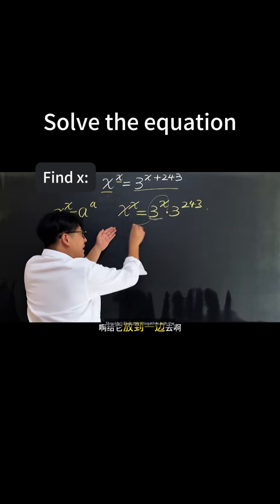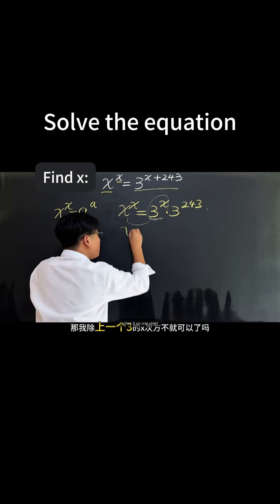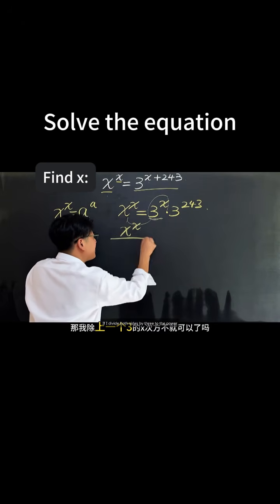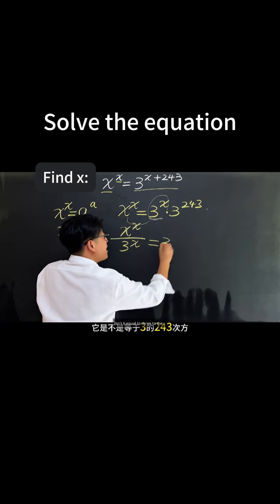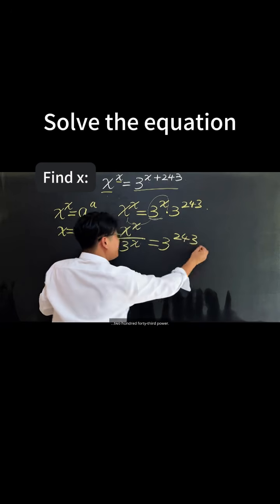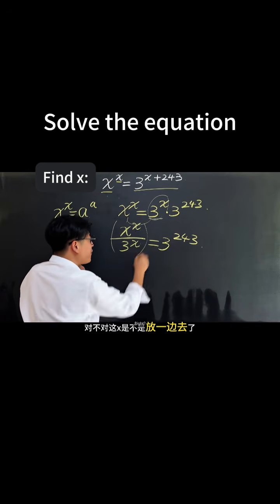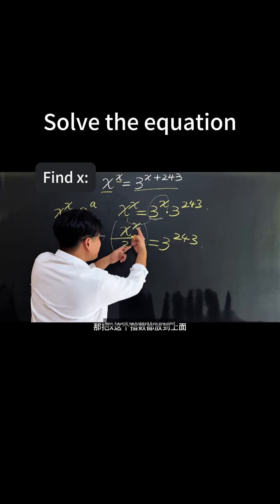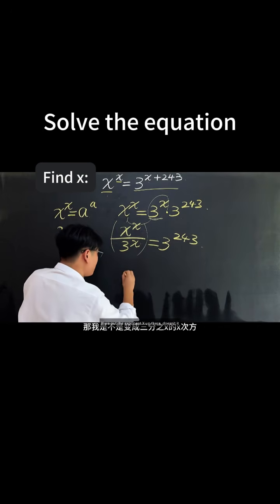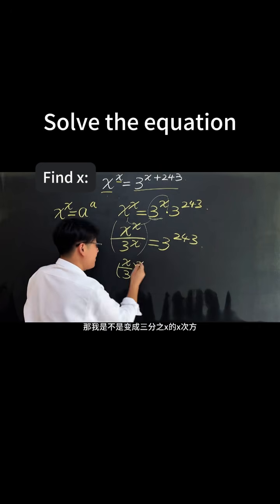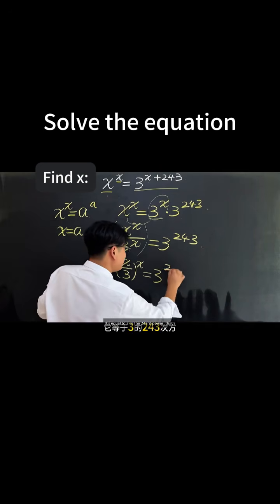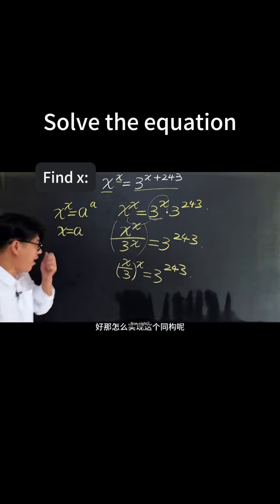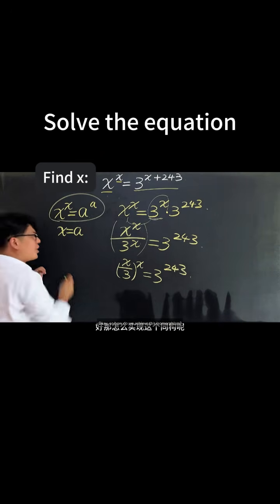Shouldn't I put this x together with the other x on one side? If I divide both sides by 3 to the power of x, won't that work? Isn't it equal to 3 to the 243rd power? Right? Now, haven't we isolated x on one side? If we put the exponent x up there, doesn't it become x over 3 to the power of x? Isn't that right? No problem, right? It's equal to 3 to the 243rd power. That's fine, right? Okay, so how do we achieve this isomorphism?